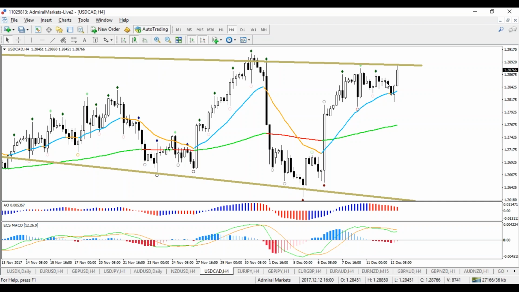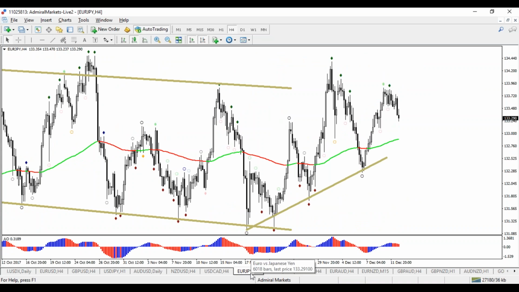All right. Skip the dollar cat, although this formation looks bullish, but it's right at resistance, so that was maybe a bit hesitant.